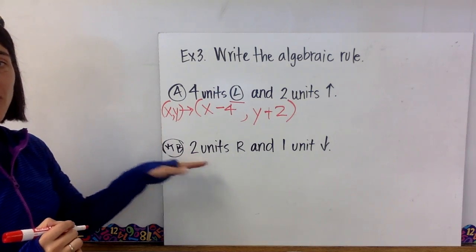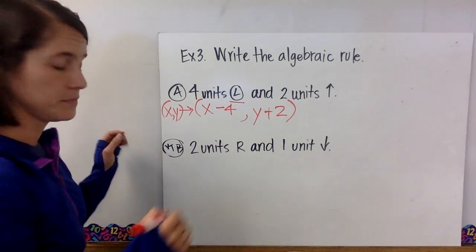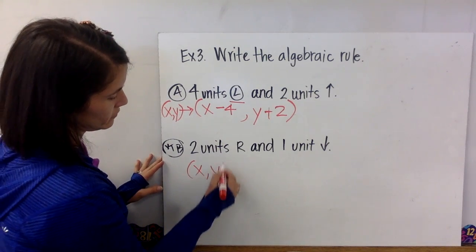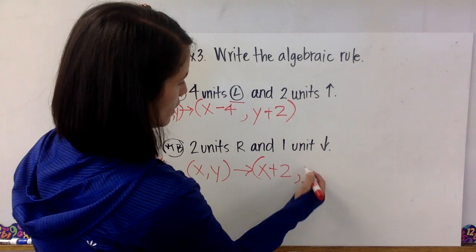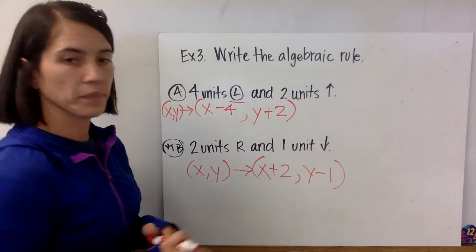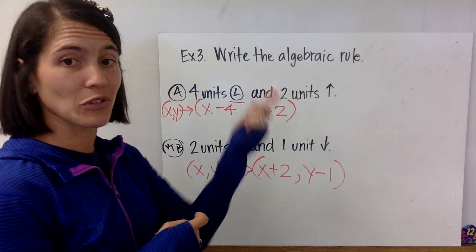You try this one. 2 units right and 1 unit down. Pause it, try that one, and then press play. X plus 2 and y minus 1. All right, those are simple. You just have to write the algebraic rule using the translation.